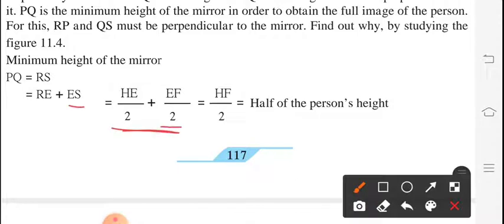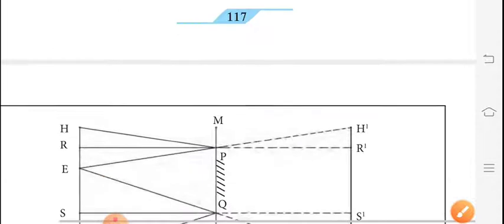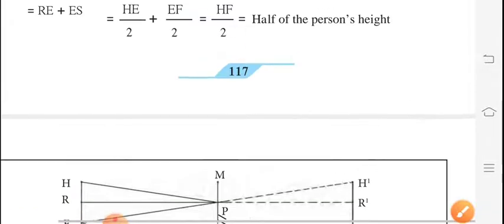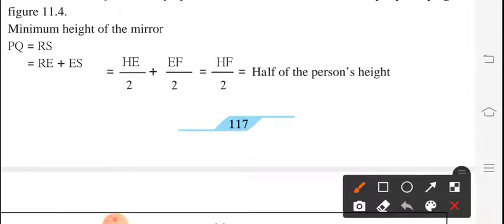Now this 2 is common, and in the numerator we can add HE plus EF. So please observe your diagram. HE plus EF, we are getting the whole line, which is HF. So instead of this we can write HF upon 2, which proves it is half of the person's height. That is, PQ is equal to HF upon 2.